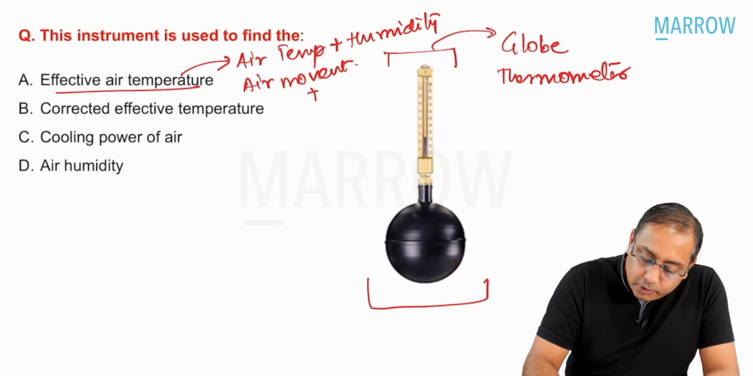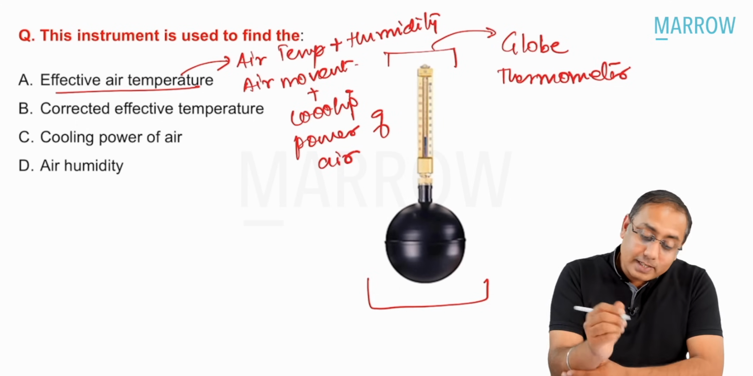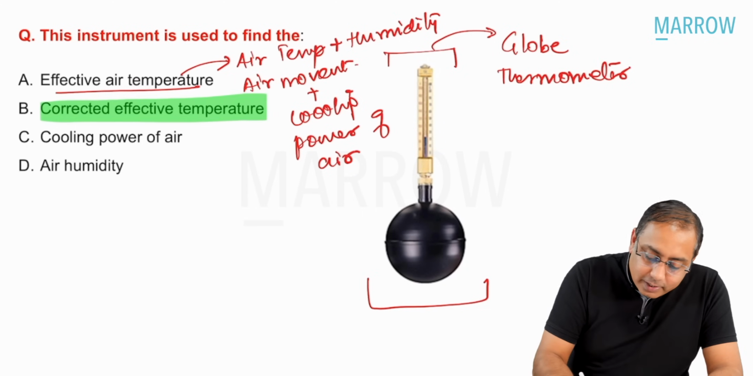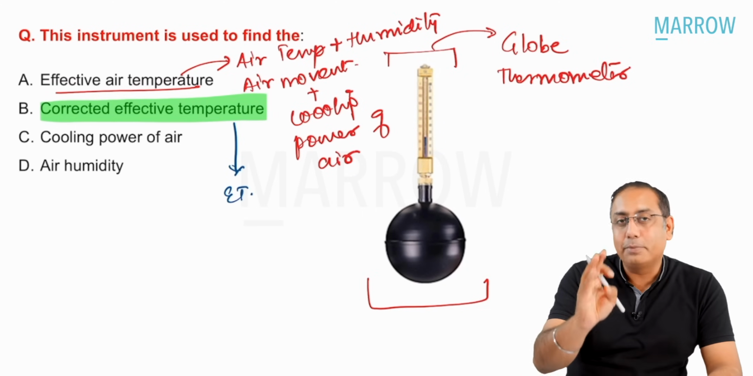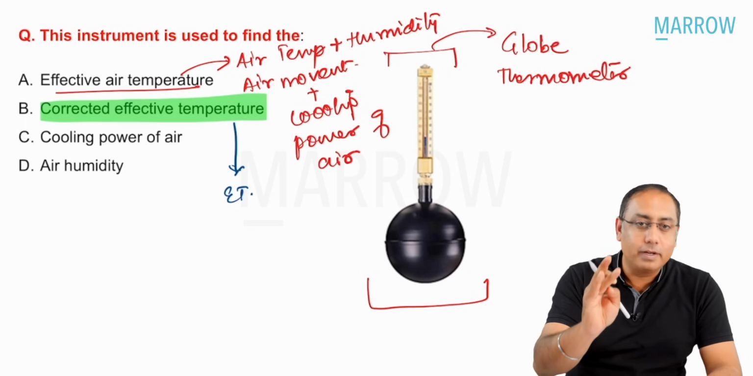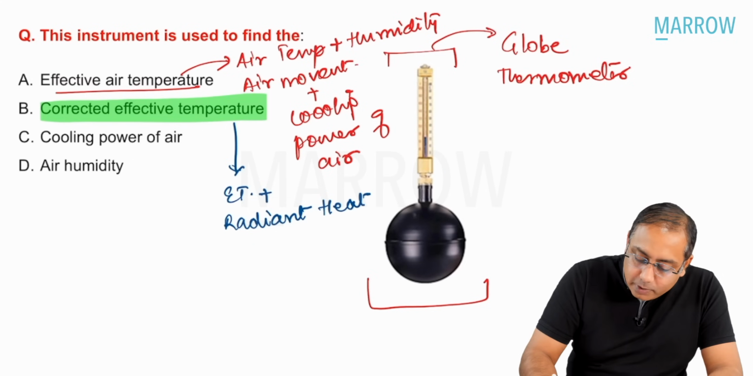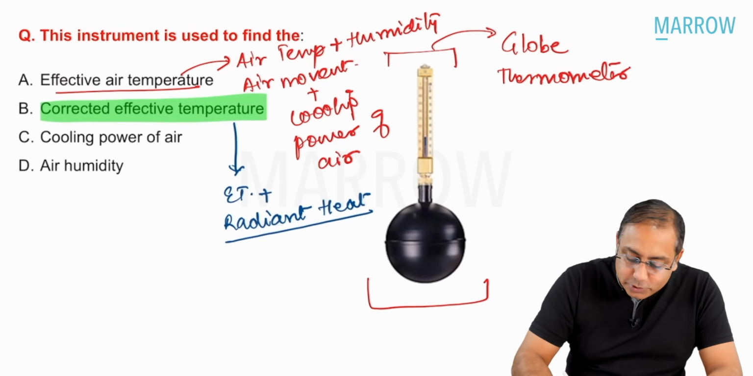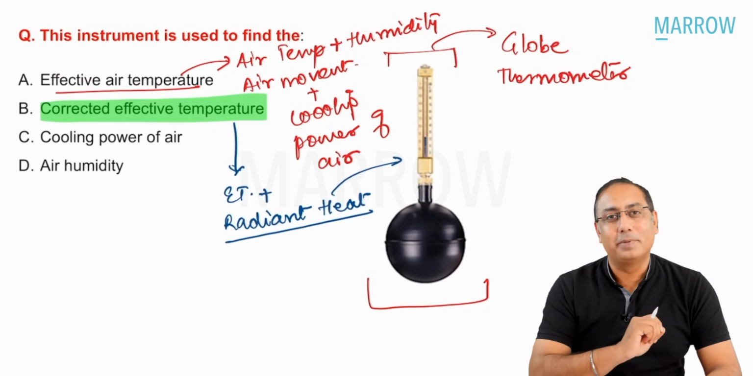And if you recall, it also includes cooling power of air. And what is corrected effective temperature? Corrected effective temperature includes effective temperature, that is air temperature, air humidity, cooling power, air movement, plus the radiant heat. And which is the instrument which is used to check the radiant heat? It is this instrument, that is the globe thermometer, beta.